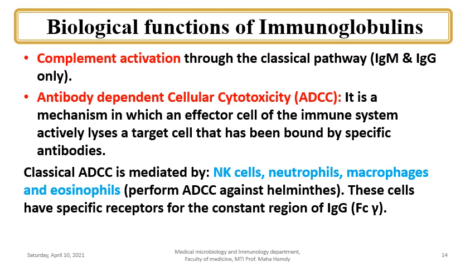And finally, the ADCC or the antibody-dependent cellular cytotoxicity, by which an effector cell of the immune system will lyse the target cell which was bound to the specific antibody, and it's classically mediated by the natural killer cells, the neutrophils, the macrophages, and eosinophils in case of parasites. The IgE antibody will bind the parasite by the Fab portion and will take the parasite on the surface of the eosinophils through the Fc portion on the Fc receptor on the surface of eosinophils for destruction.